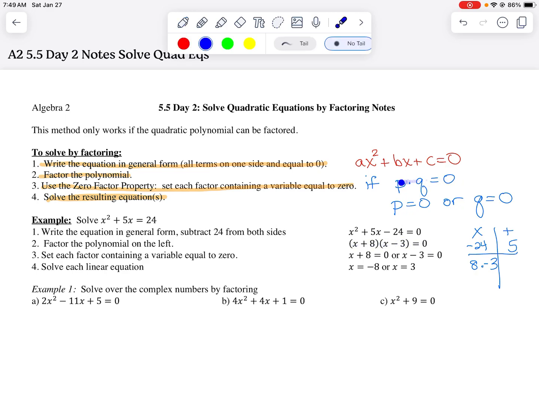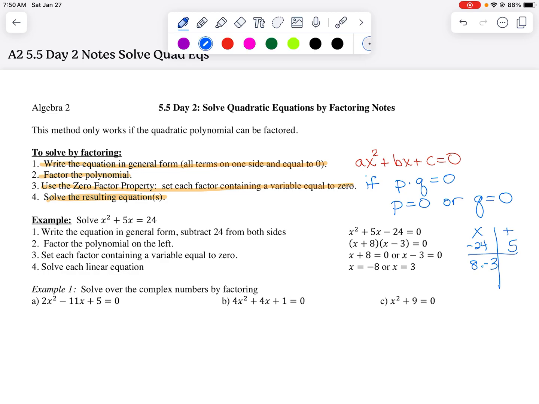So this is what I meant by the p times the q. So x plus 8 is the p, x minus 3 is the q. It's a placeholder for something times something. So I have x plus 8 times x minus 3. So then this is the zero factor property. You set x plus 8 equal to 0 or x minus 3 equal to 0, and then solve those.